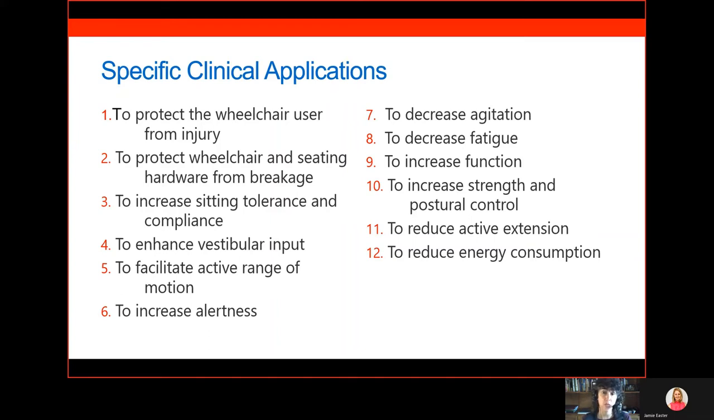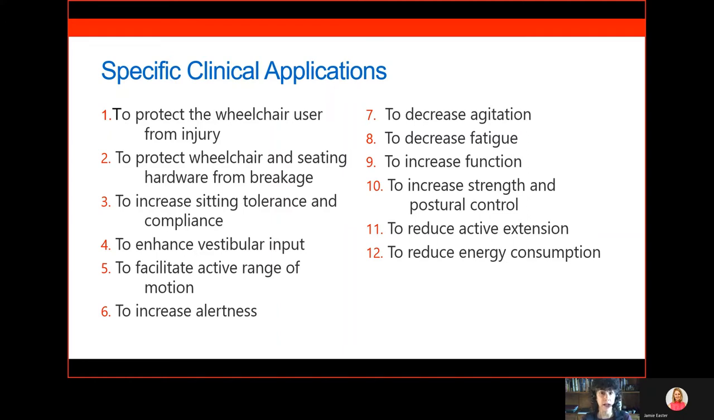Again, we're protecting the wheelchair user from injury. We're protecting the wheelchair and seating hardware from breakage. But by providing this movement and absorbing these forces, we're also increasing sitting tolerance and compliance for many clients. The client may simply be able to sit for a longer period of time. It may be that they have less pain and discomfort. We can also enhance vestibular input by providing that sensory input.